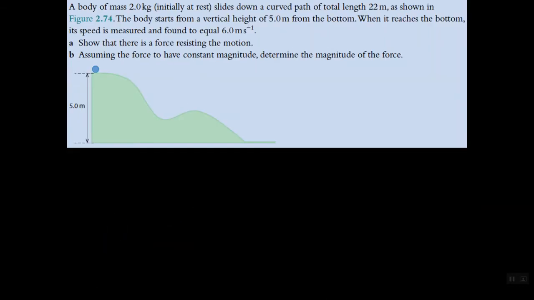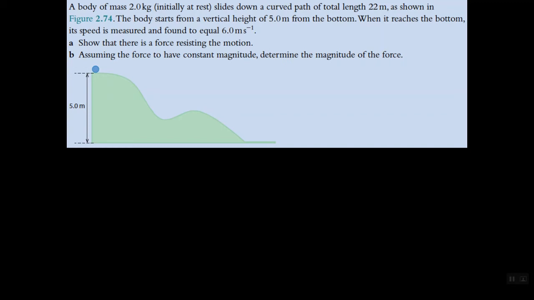A body of mass 2 kg initially at rest. It means it has gravitational potential energy and zero kinetic energy. It slides down a curved path of total length 22 meters as shown in the figure. The body starts from a vertical height of 5 meters from the bottom. When it reaches the bottom, its speed is measured and found to be 6 meters per second. This shows that there is a force resisting the motion.